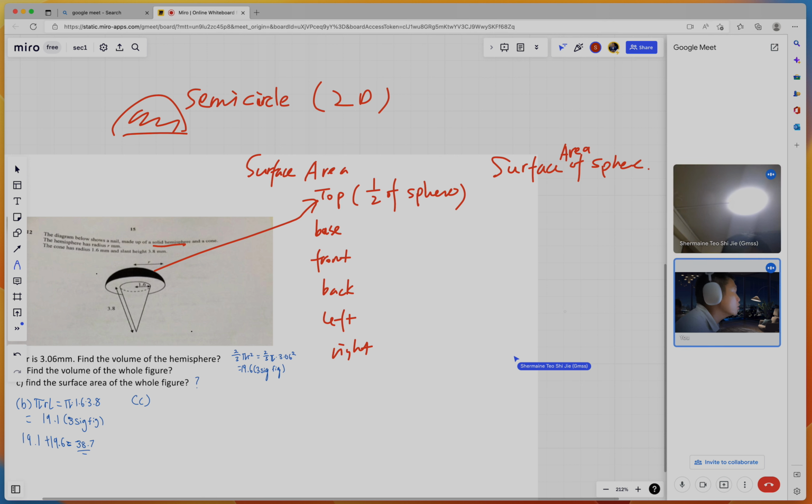You better get the surface area, sphere, volume formulas, everything down in your notebook.